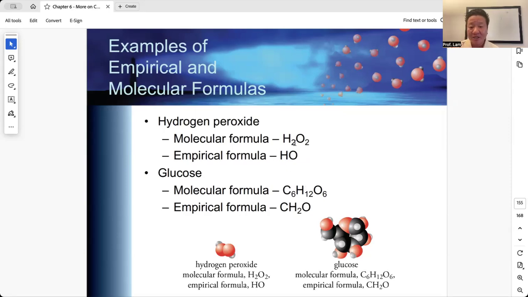In hydrogen peroxide, you see that the factor is 2, right? So if you multiply the empirical formula by 2, you get the molecular formula. In glucose, the factor is 6, right? So if you multiply the empirical formula by 6, you get back the molecular formula, right? So they differ by a factor.